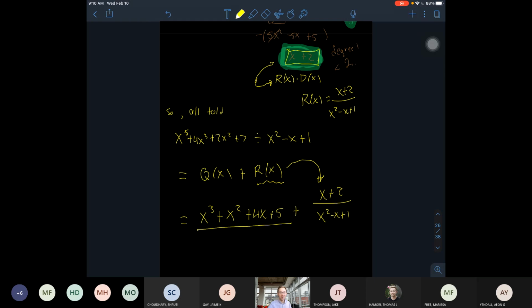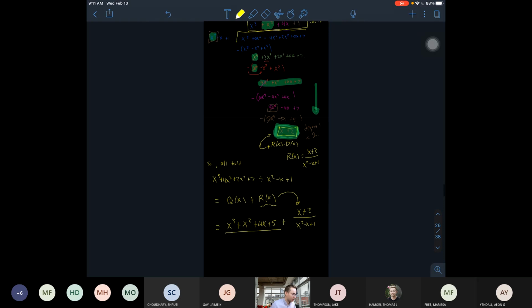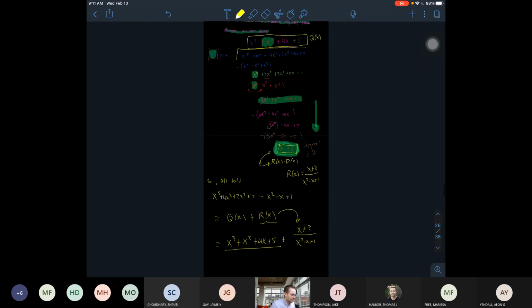Yes, it is a very long process. It takes a really long time. But once you get the hang of it, it's really just kind of busy work. There's no individual step that's very difficult. It's just repetitive because you have to keep doing this over and over until you get a remainder of lower degree.